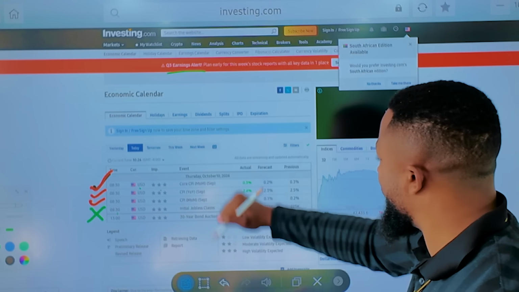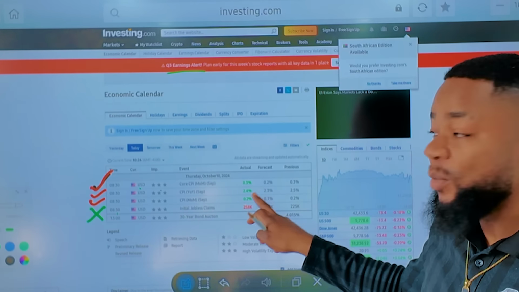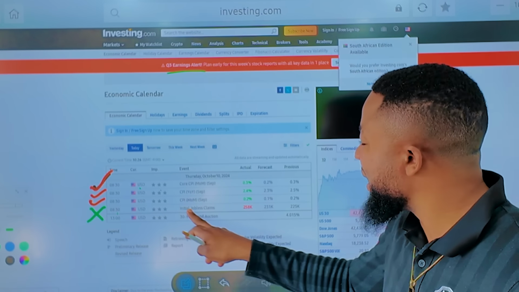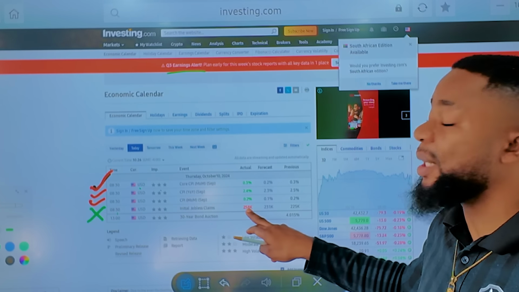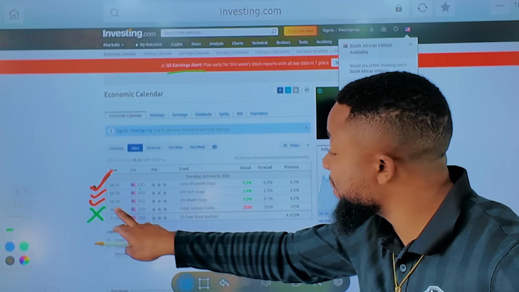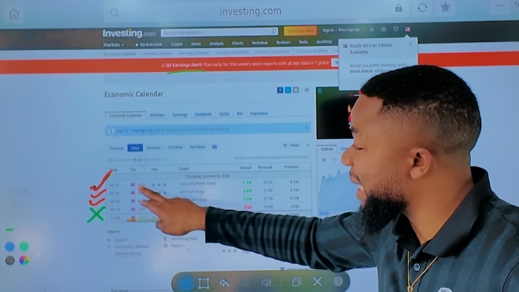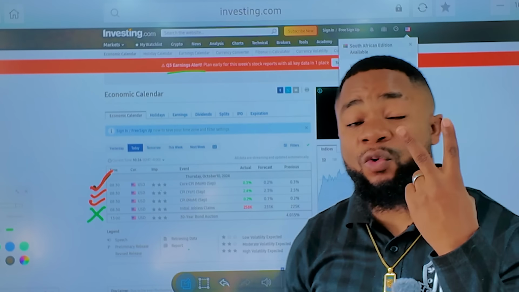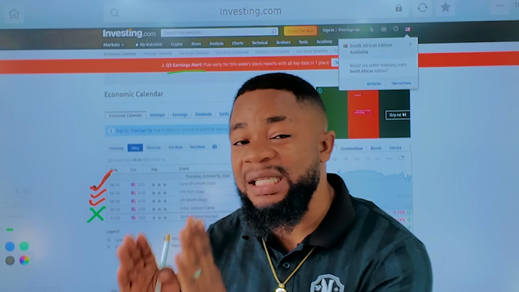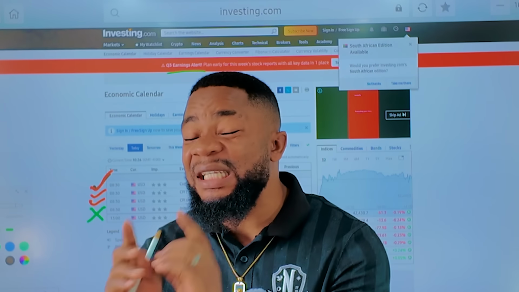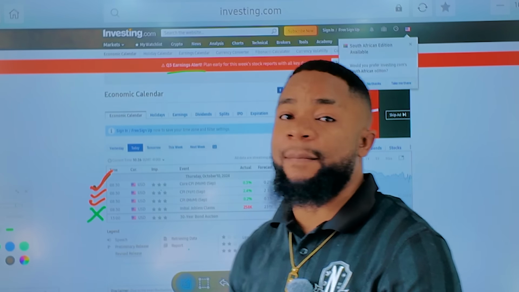When the news came out, voila, look at what happened. CPI was positive and initial jobless claims was negative, at the same time, affecting the same currency pair. The main issue here is there are two fundamentals affecting the same currency pair, or affecting the same currency, at the same time.